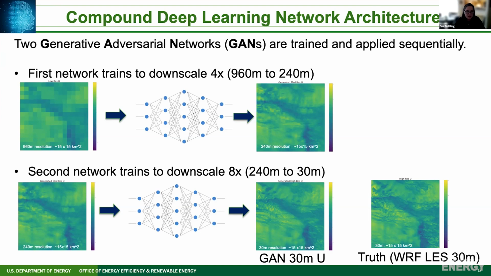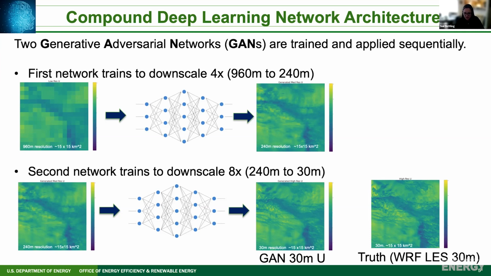So our first GAN network trains to downscale 4 times. In training, it takes a 16 by 16, 960 meter resolution tile as input, and it outputs a 64 by 64, 240 meter resolution tile. And the second GAN network trains to downscale 8 times. So it takes the output of the first network as its input, which is, of course, the 64 by 64, 240 meter resolution tile. And it outputs a 512 by 512, 30 meter resolution tile.